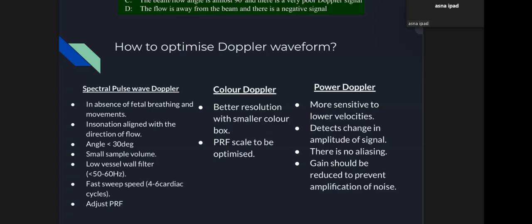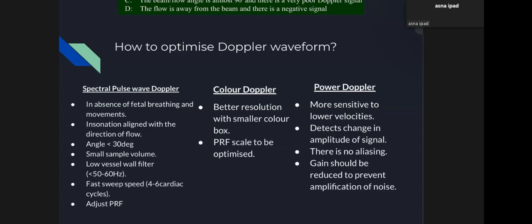A low vessel wall filter should be used. Now, what is a wall filter? Wall filter is a barrier defined by a specific threshold frequency below which the signals are not displayed in the waveform. It's a threshold. Frequency below that threshold will not be on your waveform. So it will be cancelled. You cannot see it. Okay. So you have to set a low vessel wall filter, preferably between 50 to 60 Hz.